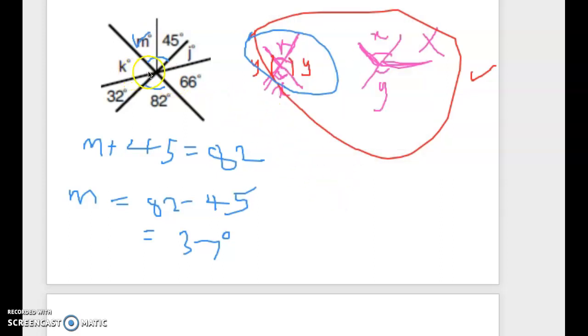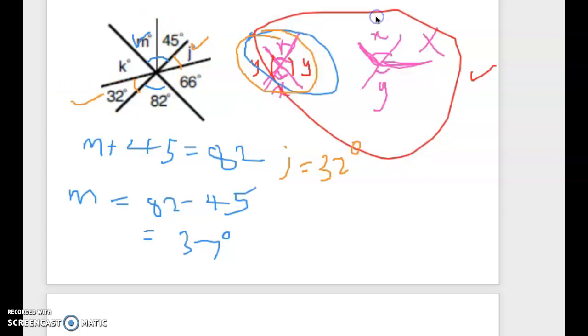Okay? Now, I have this 32 and j. This applies also here. That also applies here because they are forming under a straight line. Therefore, immediately I can write j is equal to 32 degrees. Okay? So I found j. All right?